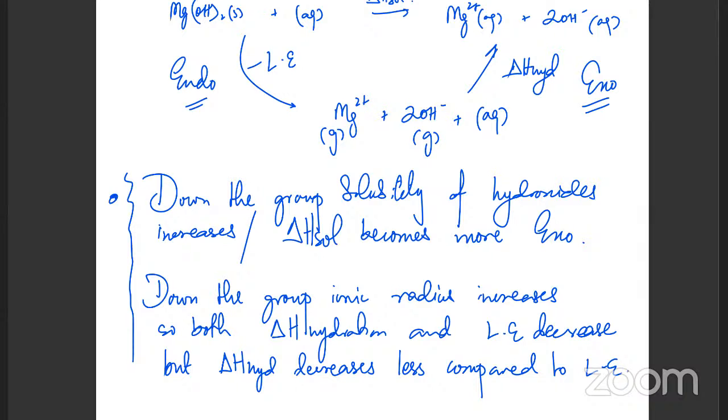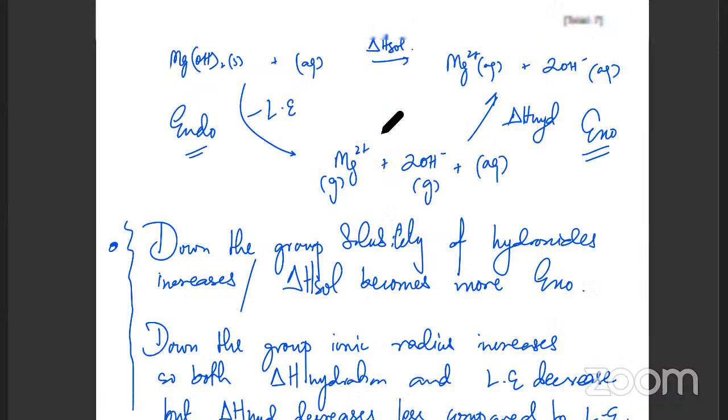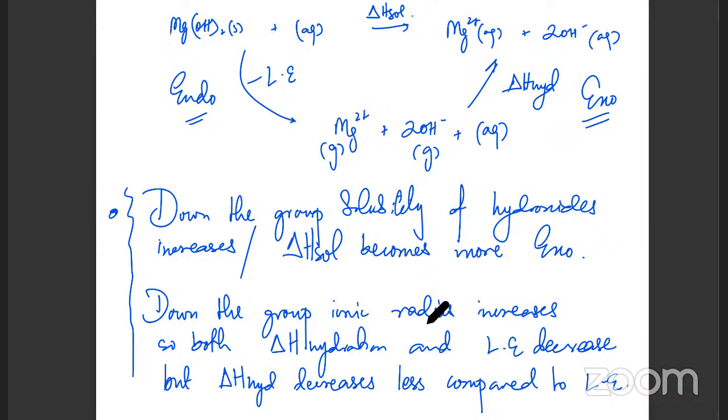So make sure you remember what happens to hydroxides: they become more soluble, which means that the enthalpy of solution becomes more exothermic. Down the group, the ionic radius increases. So both of these values will decrease. But since it's becoming more exothermic, this one is relatively bigger compared to that one, or you can say that this decreases less compared to that one.